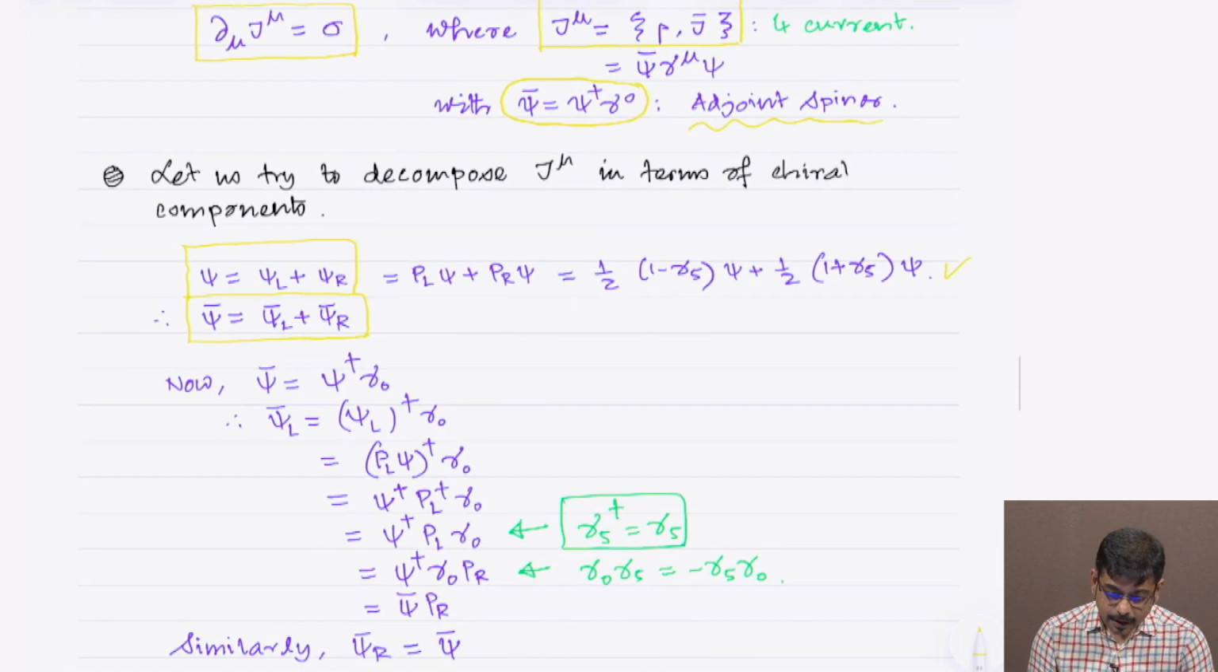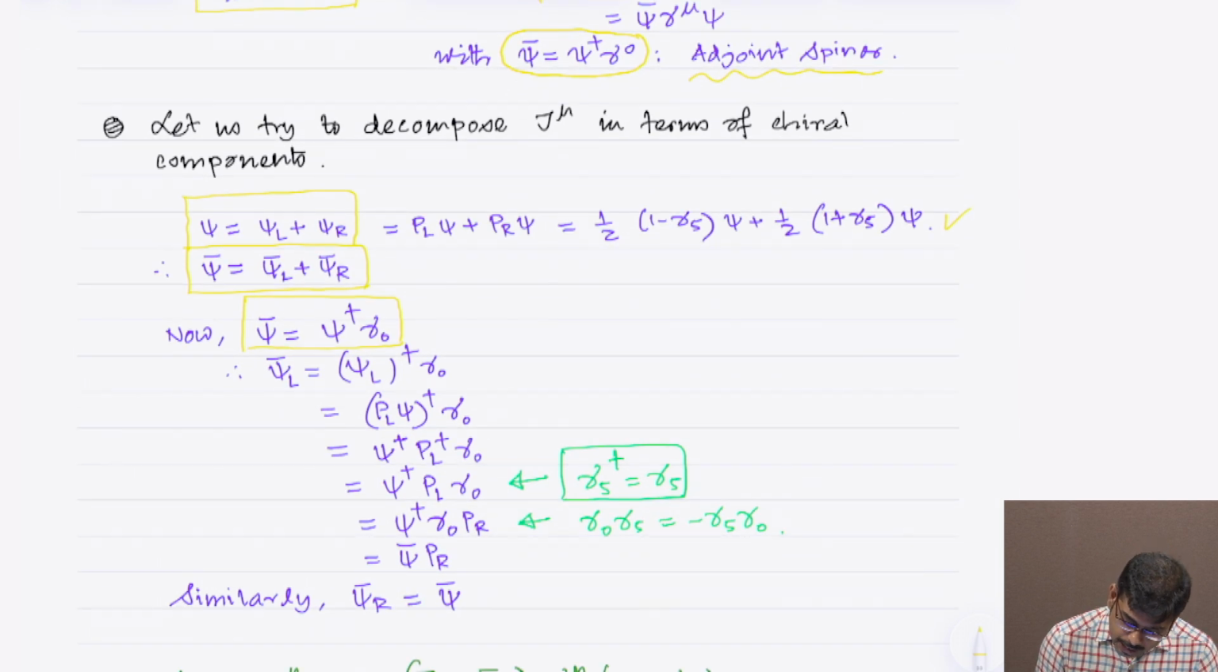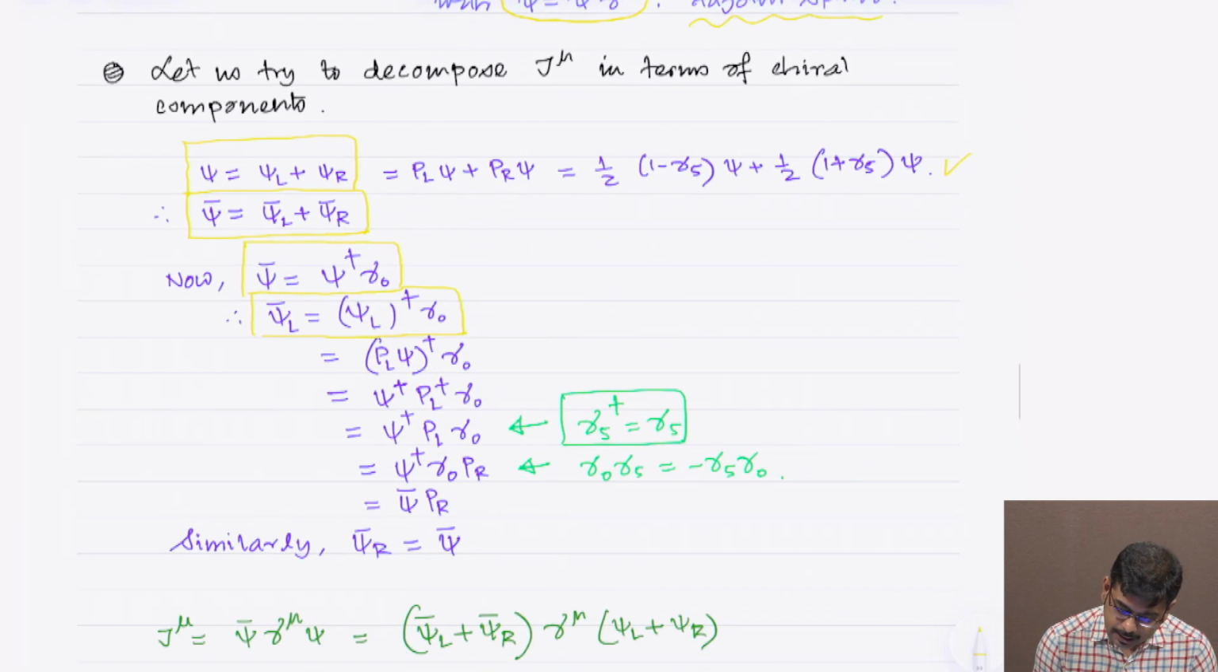So, let us see that. What was the definition of psi bar? Psi bar, the adjoint spinor, was defined as psi dagger gamma 0, correct? So, what should be the definition of psi L bar then? It should be defined as psi L dagger gamma 0. What is psi L? Psi L is simply PL psi. So, it will be (PL psi) whole dagger gamma 0.